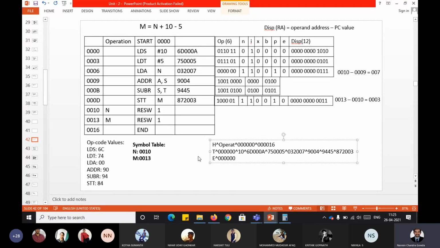So finally, you'll be having an end record. Likewise, as we had in SIC also, your object program may contain any number of text records based on the requirement, but you will have only one header record and one end record.